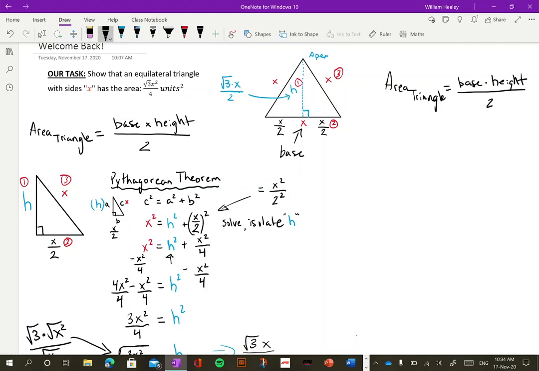So when we do the area of this triangle, we have the base. Remember, the base of this big triangle is x, times the height of the triangle, which was the value we found, which is square root 3 times x divided by 2. And when that is done, we need to divide our answer by 2.